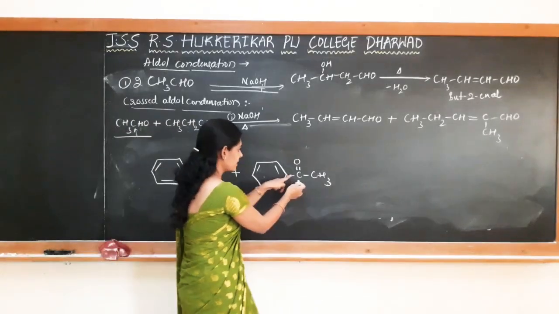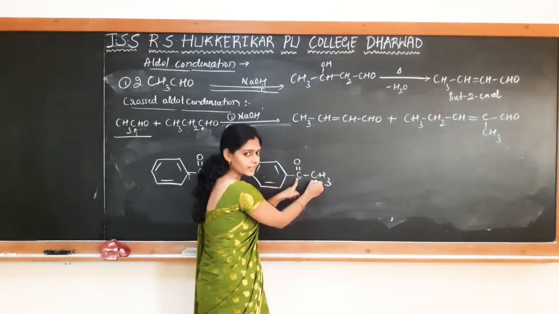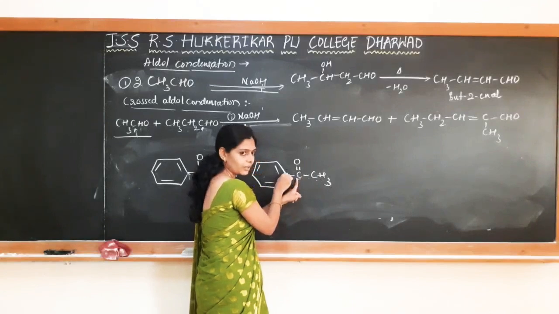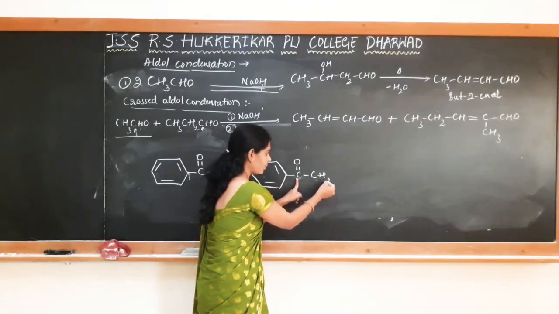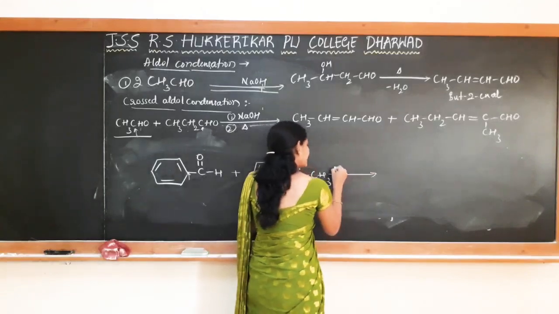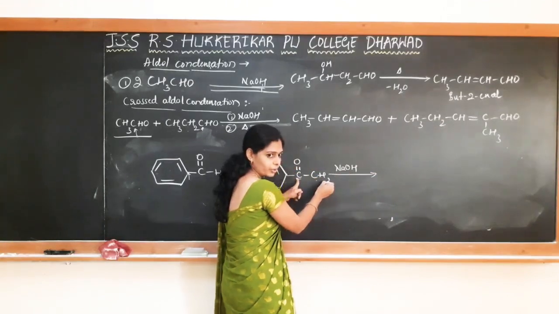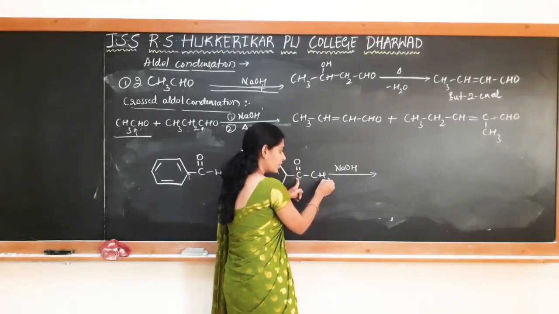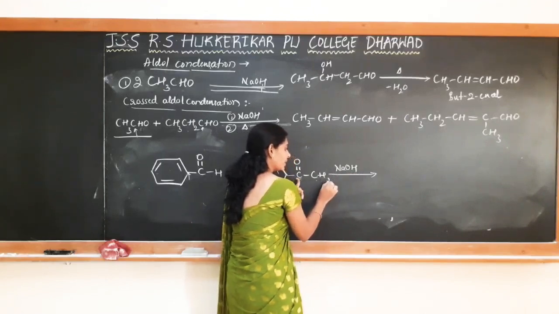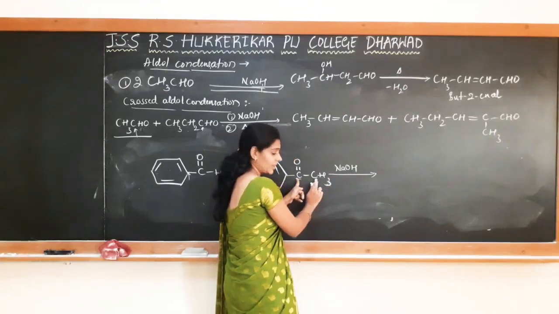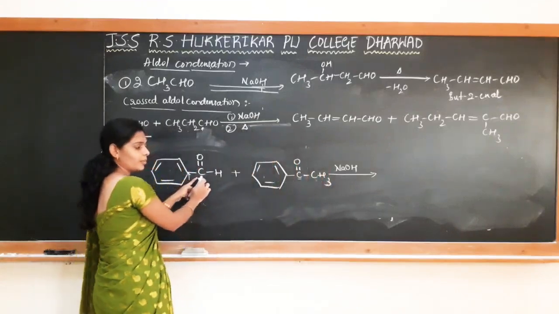Whereas in this case, the carbonyl carbon is attached to the benzene ring on one side, and on the other side it is having a methyl group. So here we don't have alpha hydrogen. Here we have 3 alpha hydrogens. So when it is treated in presence of a base, the base abstracts the alpha proton, that is alpha hydrogen. One of the alpha hydrogens is abstracted by the base, so that there is a formation of a carbanion, that is CH2 minus, and that goes and attacks the carbonyl carbon.